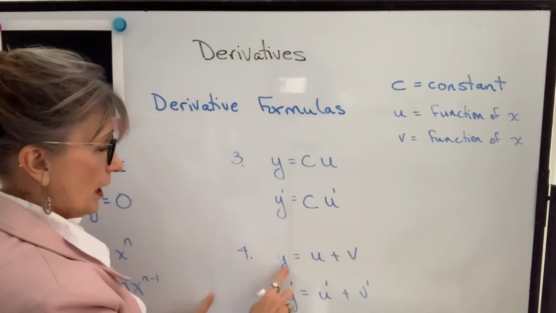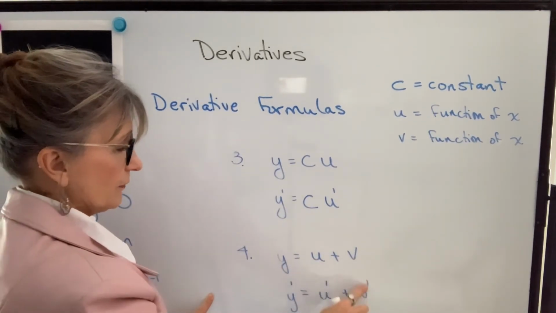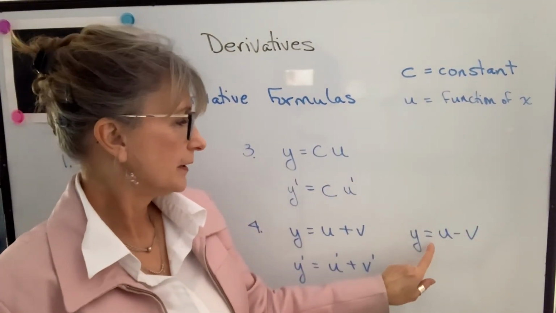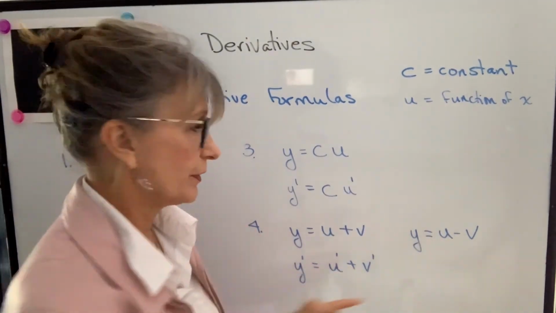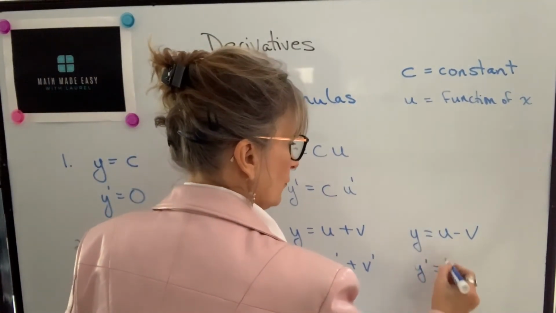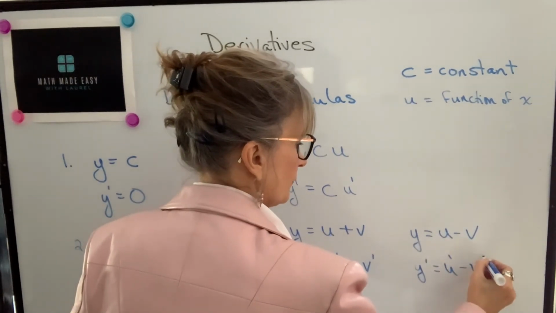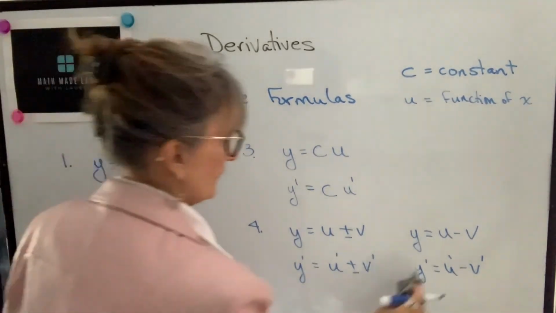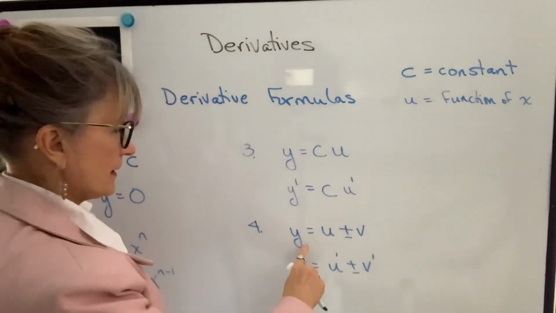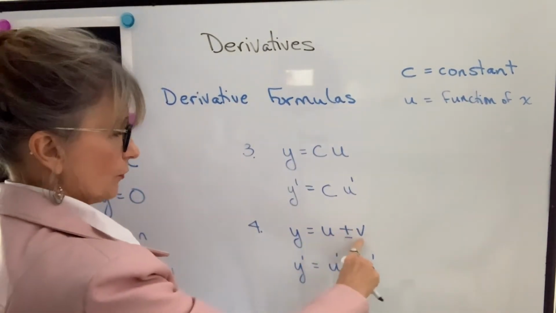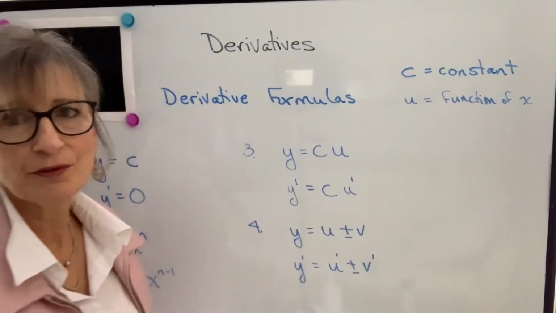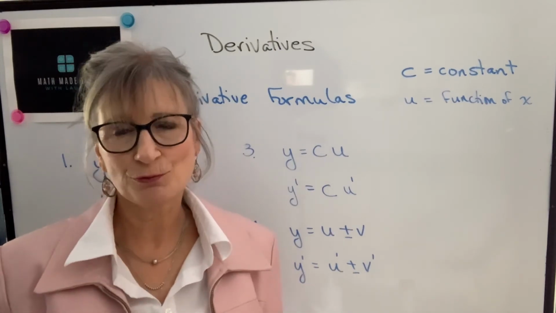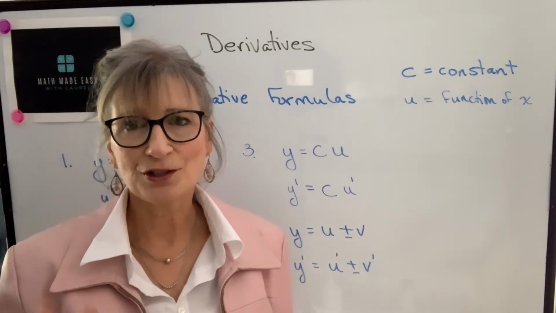So the derivative of y in this case would be the derivative of u plus the derivative of v with respect to x. I could do another rule where I had y equals u minus v and then take the derivative. So the derivative of y would be the derivative of u minus the derivative of v. Or I could just combine the two rules together and say that if it's either addition or subtraction, you simply take the derivative of each term. So again, let's take a look at some examples where we can use this rule as well as the other rules that we've talked about.